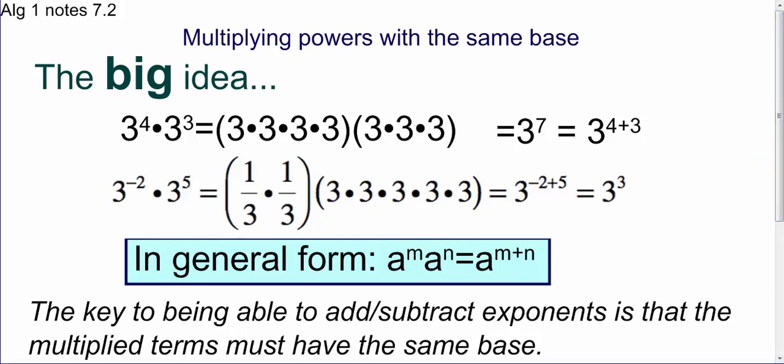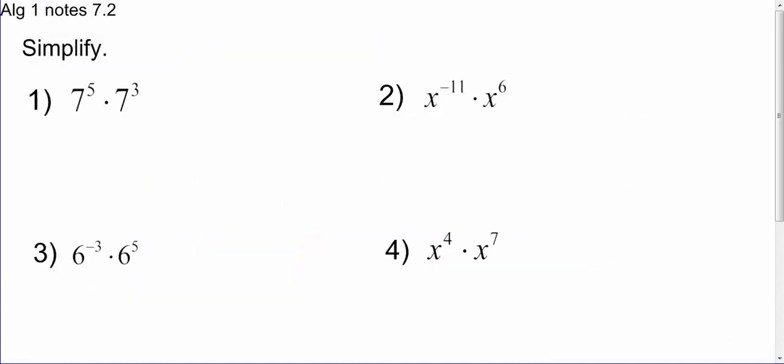Alright, the general form, this is what we're really talking about here. If you have a to the m times a to the n, you could rewrite that as a to the m plus n. Just add your exponents. And again, it's mentioned down here, but the base has to be the same. In other words, you can't do 3 to the 4th times 4 to the 5th and try to simplify that in the same way. It has to be the same base, and that's what we'll stick with today.